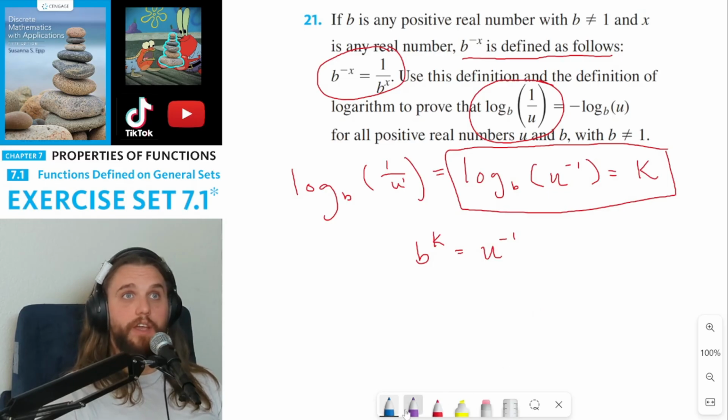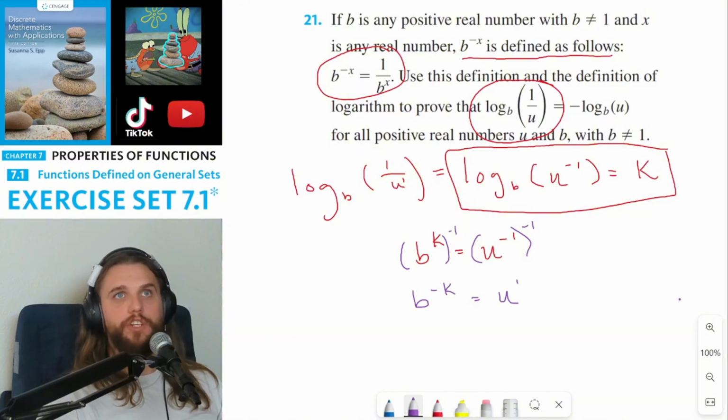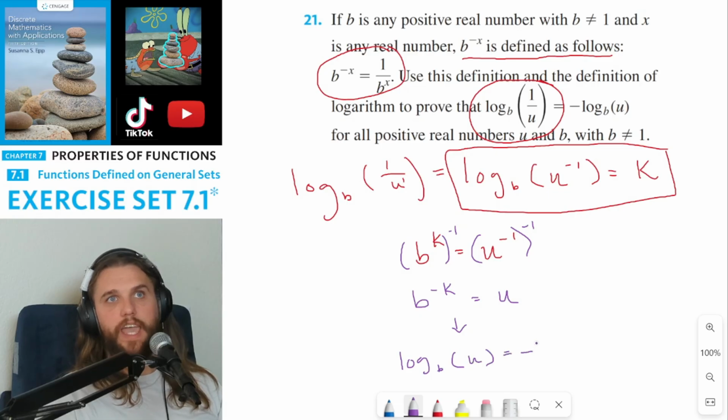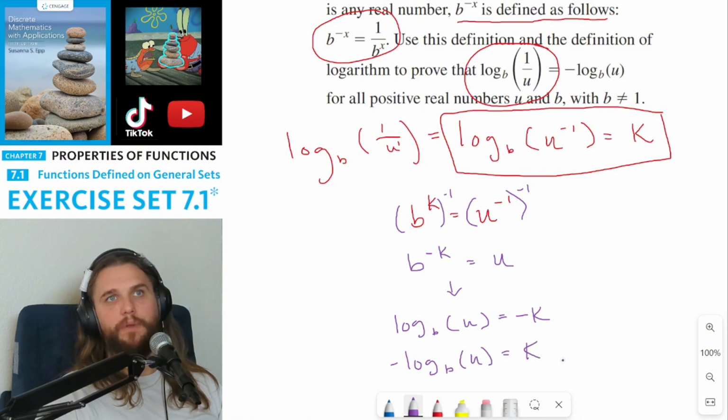Now, what we can do here is essentially reciprocate both sides. Put a different way, we can take both sides of this equation and raise them to the negative 1th power to get b to the negative k equals u to the 1th power, which is just u. And now we can reconvert this back into logarithmic form to show that log base b of u equals negative k. And from here, we can solve for k by moving the negative to the other side to get negative log base b of u equals capital K.